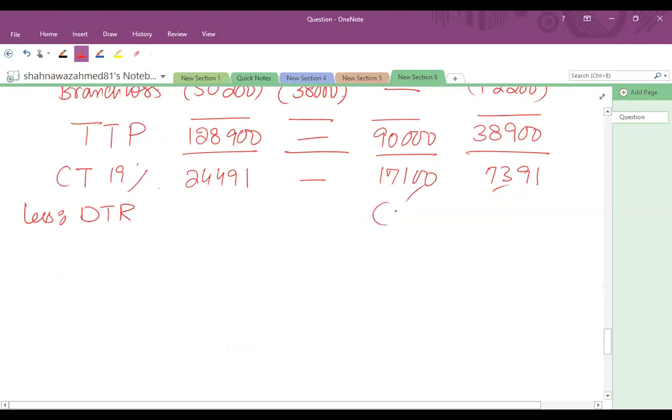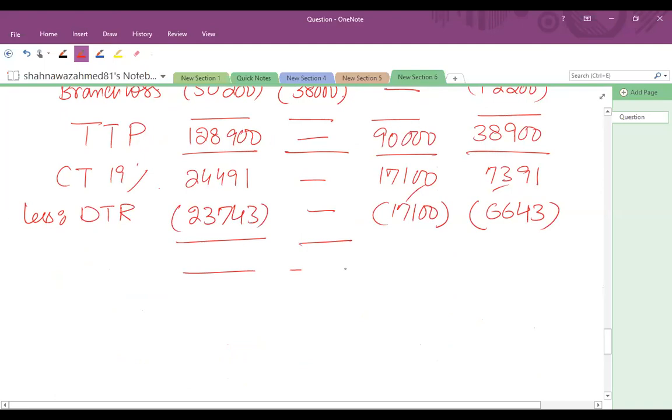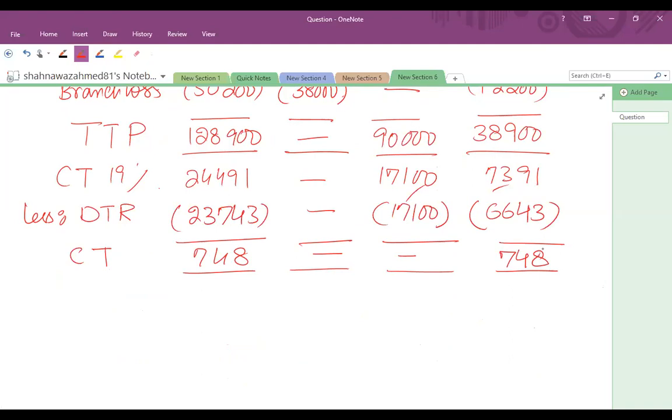So 17,100 complete and 6,643. The total is 23,743. In this way, the corporate tax payable is 748. So this is if there was no election for the exemption. The overseas dividend is tax exempt, so there will be no DTR.